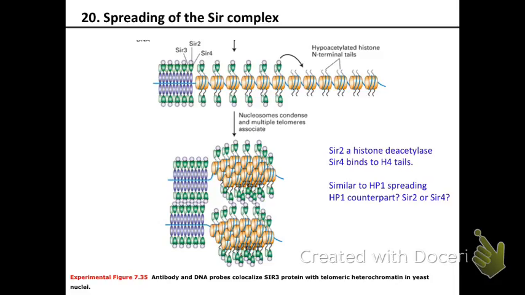SIR2 is the histone deacetylase, and SIR4 binds to H4 tails, unacetylated H4 tails. It's very similar to HP1, right? HP1 spreading. What would be the protein counterpart for SIR2 in that example?